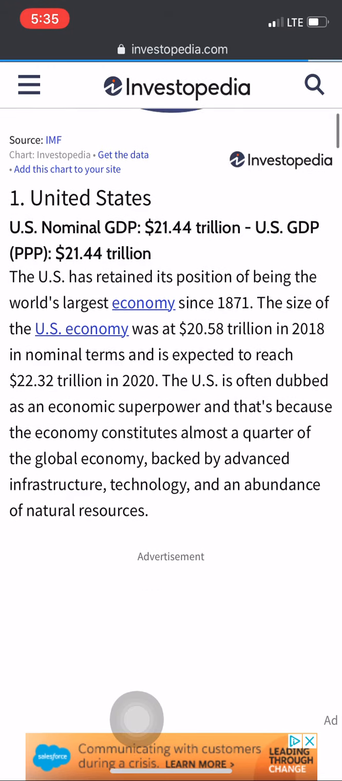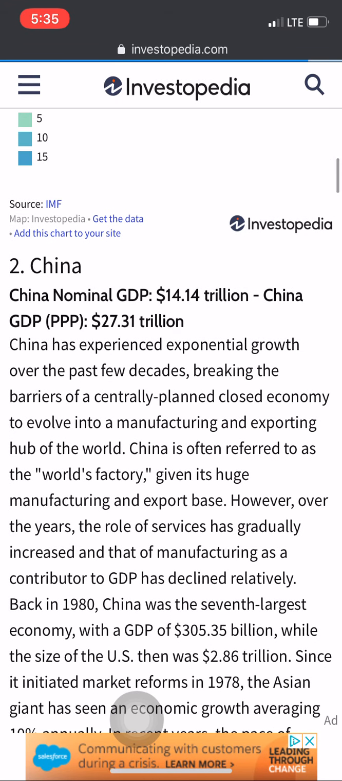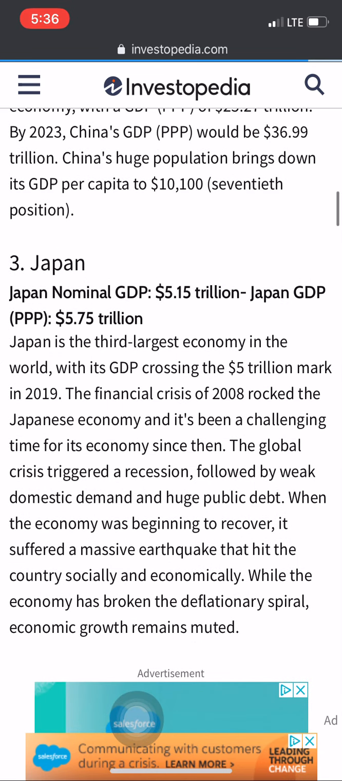Now look at the US. The US is exactly the same. For China, there's a huge difference between around $14 trillion and $27 trillion, so almost double. Like 14 times 2 is 28. That's because China is a developing country.